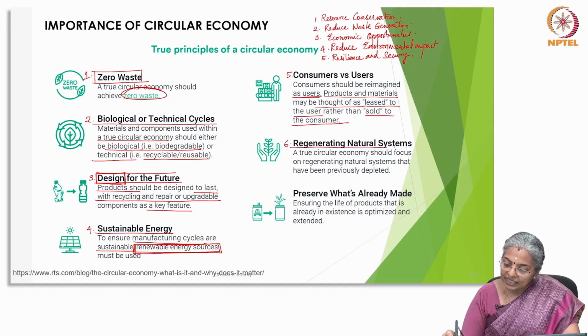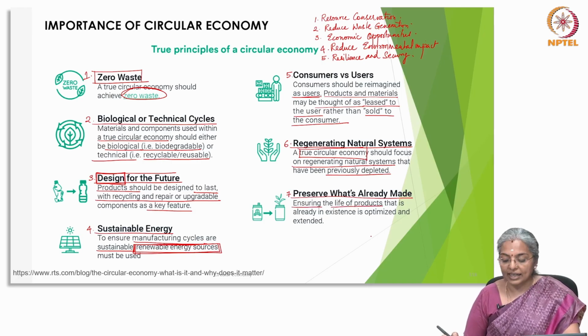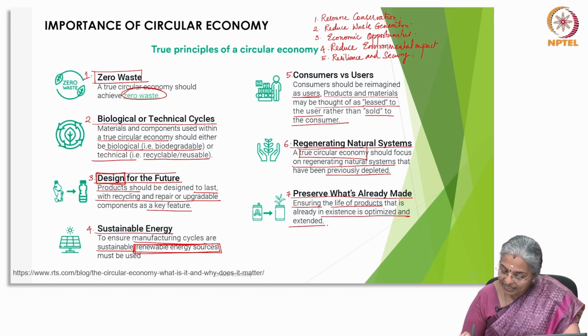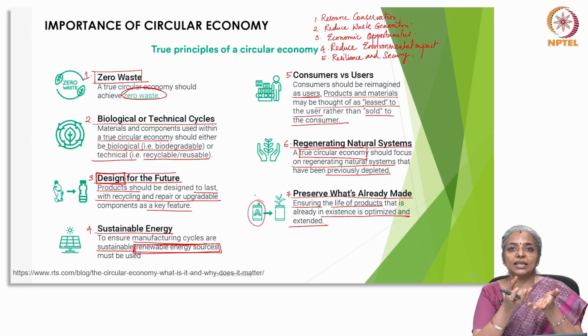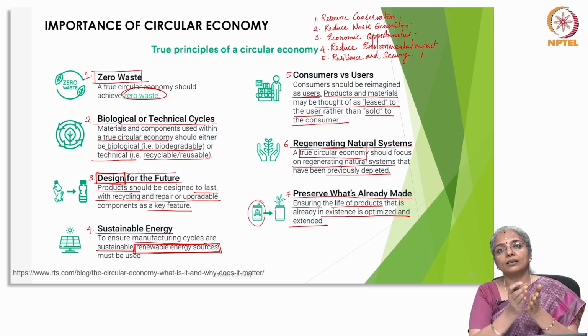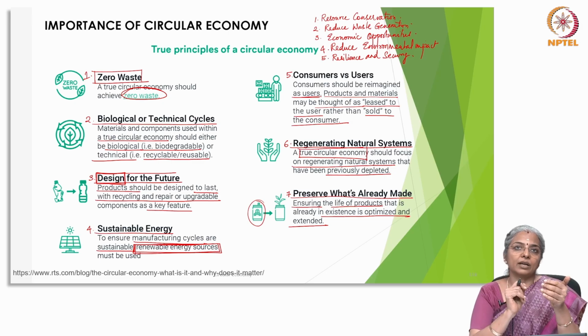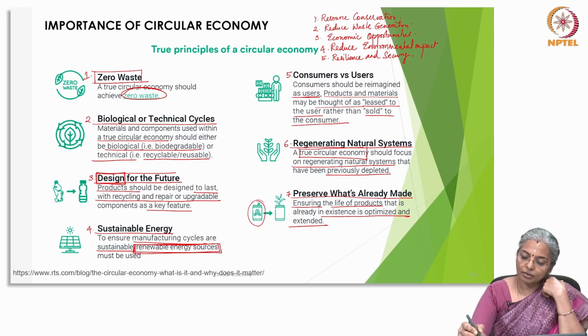Sixth is regenerating natural systems. A true circular economy should focus on regenerating natural systems that were previously depleted. And seventh, we should preserve what is already made. By doing this, we should ensure that the life of any product that we use is optimized and extended. Anything, even if it is a small Coke can or any soft drink can, look at repurposing it. So, these are the important principles of circular economy, and the importance of circular economy is that it leads us to at least these 5 things.